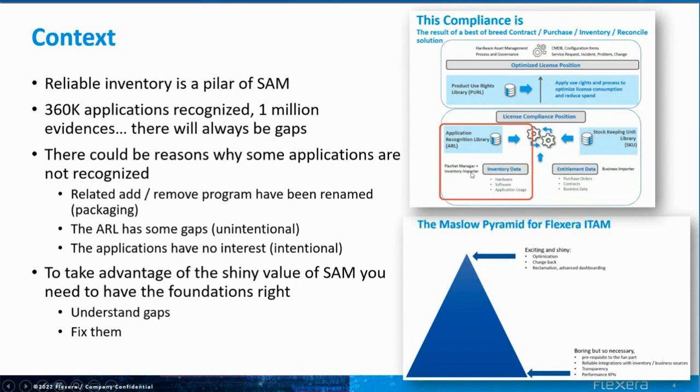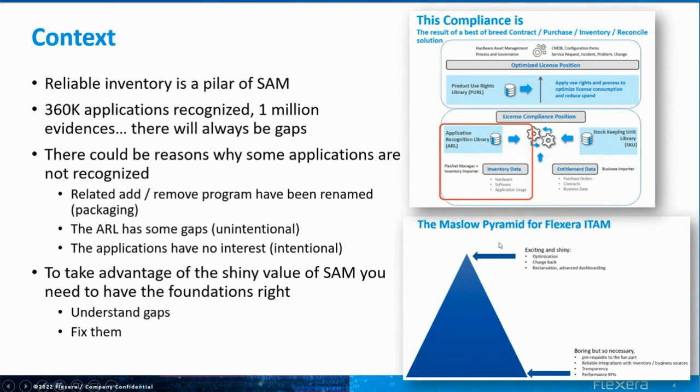The raw signatures and raw inventory are normalized by the application recognition library. The second pillar is to import purchases. And in the middle, you create the licenses that will give you the license position, or even the optimal license position. So that's nice. Just think about somebody with two legs. If one leg is missing, you can't walk, you can't run. Having a reliable inventory, I don't need to convince you, is a pillar, the first step of trusting SAM.